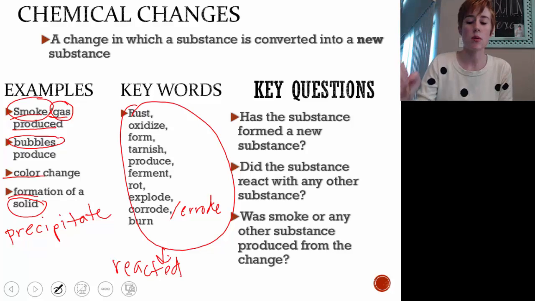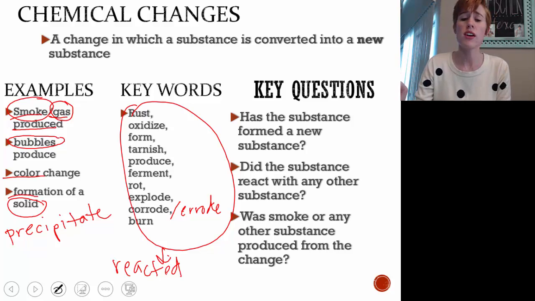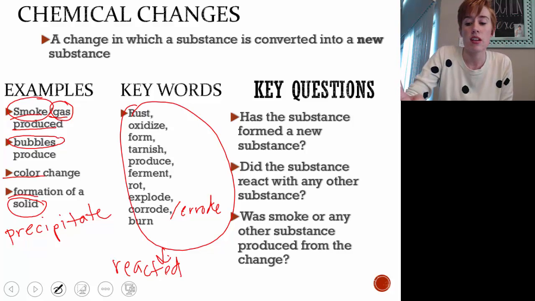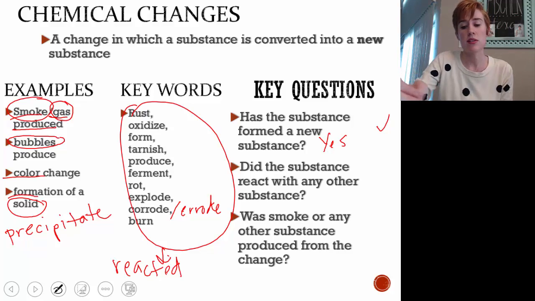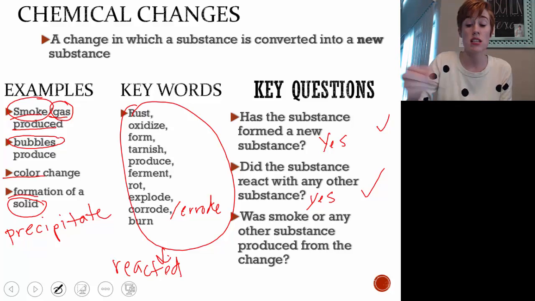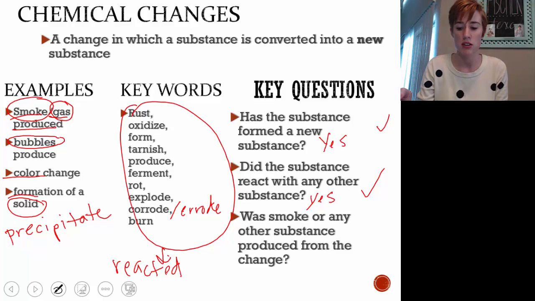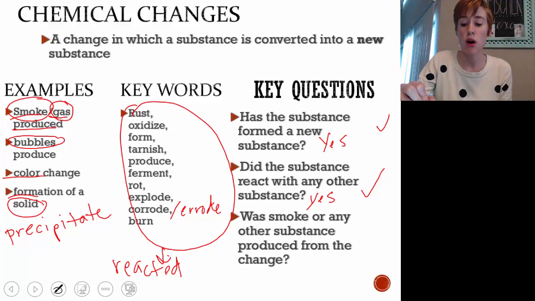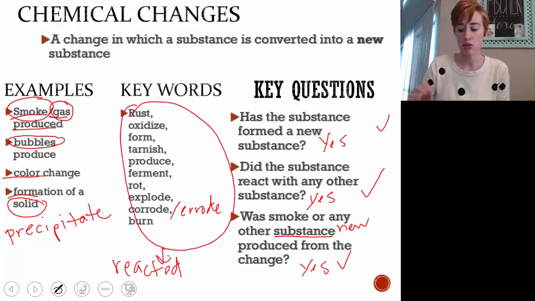These are great key questions to ask if you're unsure if it's a chemical change. The first is, is there something new formed? If the answer is yes, that means it's a chemical change. Did the substance react with anything? If it reacted with anything, or if you see the word react, then we know it's a chemical change. And then, was there smoke or any other substance produced? And the key thing is not just any substance, but a new substance. If the answer is yes, then that's a chemical change.